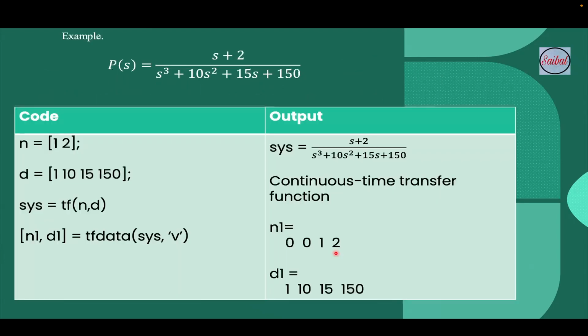Well, let's take one example. Here you can see this is one transfer function, that is s plus 2 divided by s cube plus 10 s square plus 15 s plus 150. So first of all you have to represent the coefficients of the numerator as well as the denominator. Then you have to write the command, that is the transfer function, tf in brackets n comma d. Then if you want the coefficients from the transfer function, you just have to write this command, that is tfdata in brackets the transfer function and the variable v.